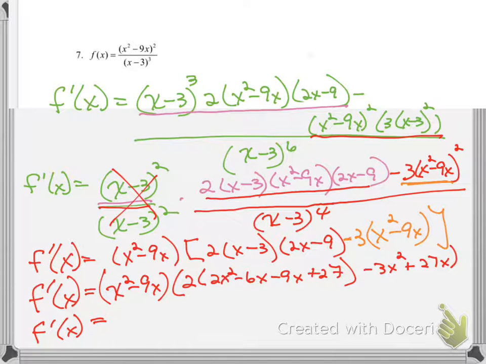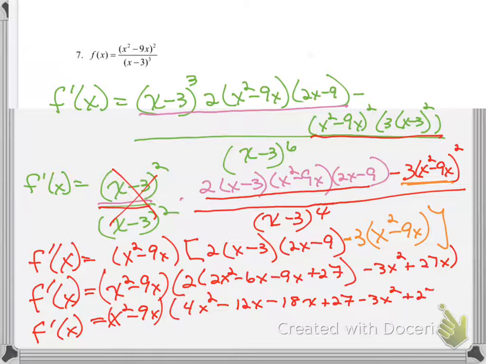Okay, so let me see what we have. All right, so I guess I'll distribute that 2 and then really be able to combine things. So this is going to be 4x squared minus 12x minus 18x plus 27 minus 3x squared plus 27x. All right, one more step.